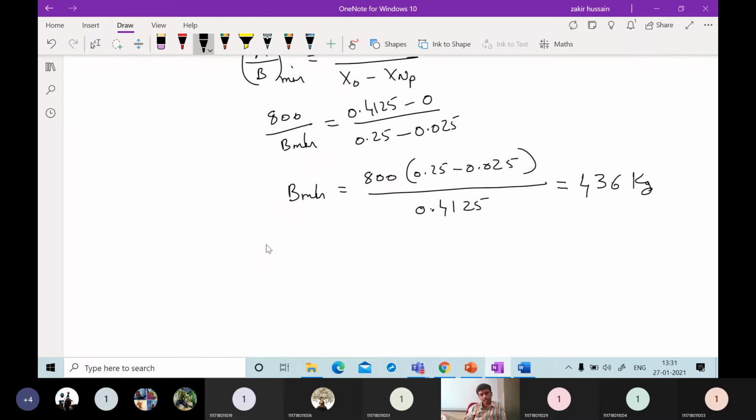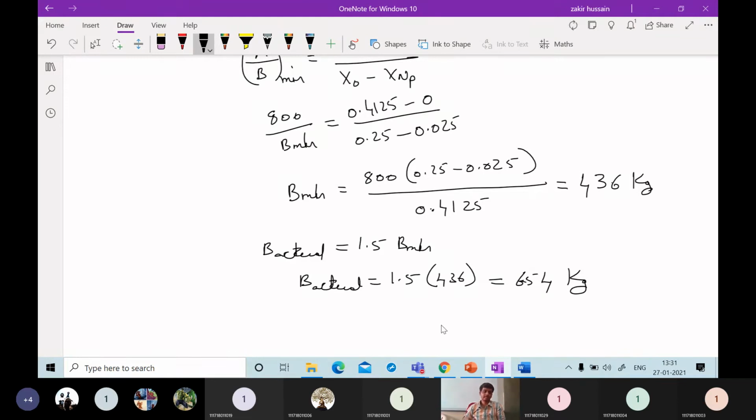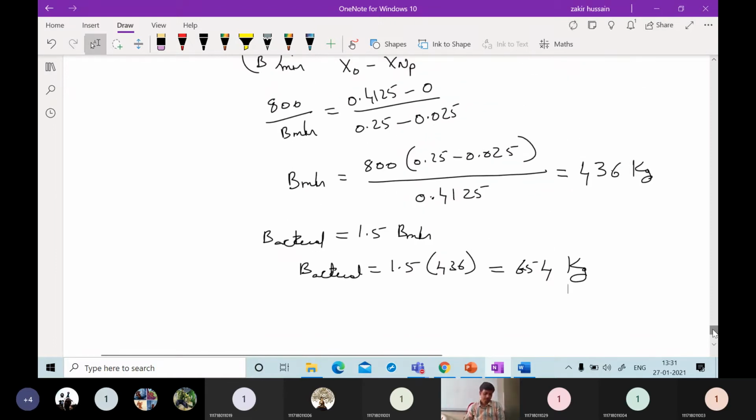Then we have another clue, which is B actual. A is anyway constant. B actual is equal to 1.5 into B minimum. From this one, we can calculate B actual. B actual is equal to 1.5 into 436 kg, which is 654. Okay, 654 kg we got.